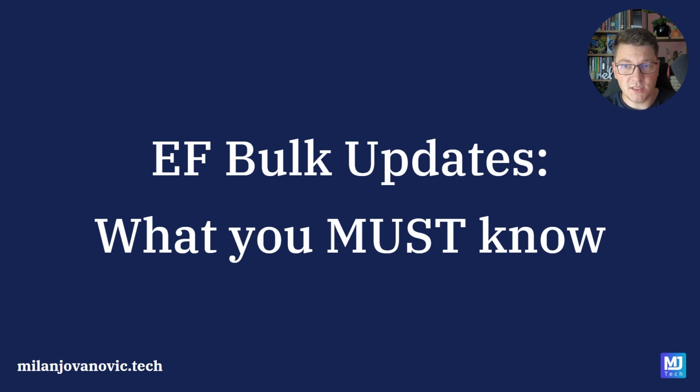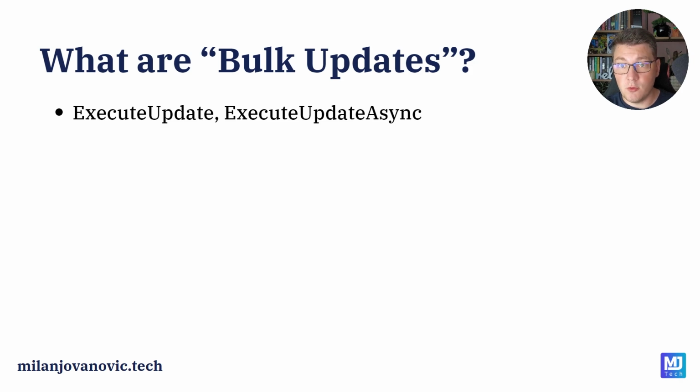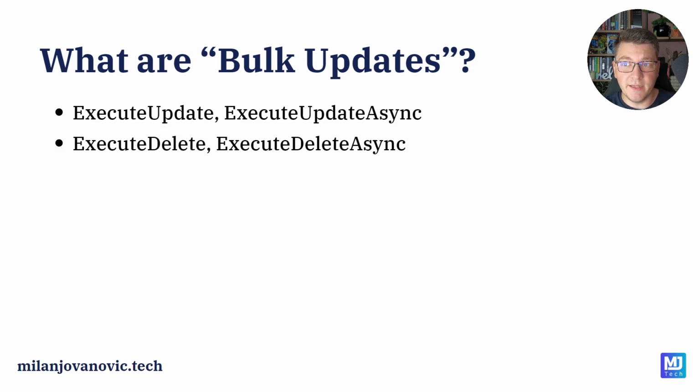The bulk update feature is exposed through two new APIs, the ExecuteUpdate, which also has a respective async overload called ExecuteUpdateAsync, and the ExecuteDelete and ExecuteDeleteAsync methods. Both of these were added in EF Core 7 and they were improved as part of EF Core 8.